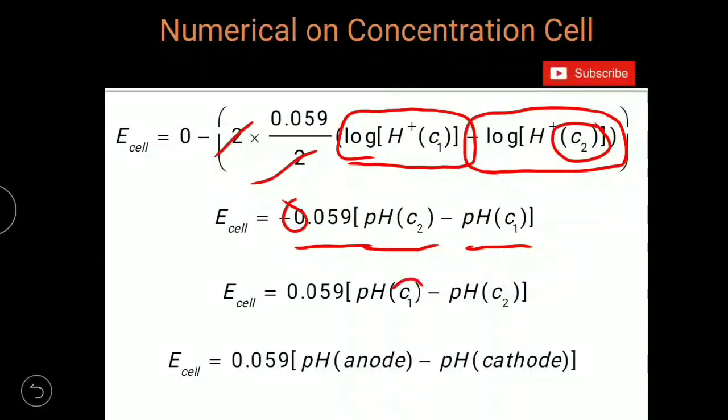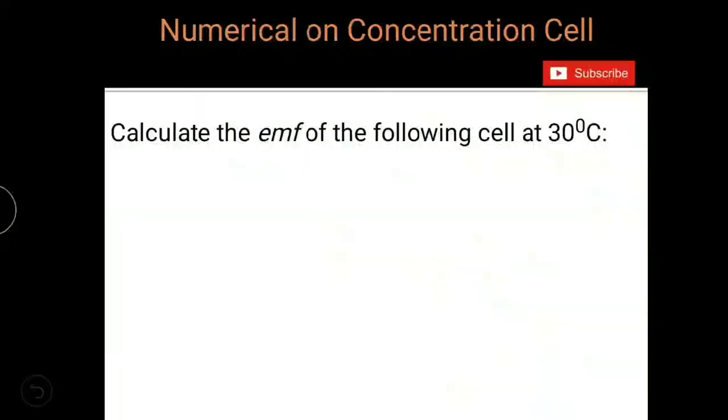C1 is the concentration of H plus ions in anode and C2 is the concentration of H plus ions in cathode. That's why overall formula for EMF of the cell is 0.059 into pH at anode minus pH at cathode. Let us see the question.